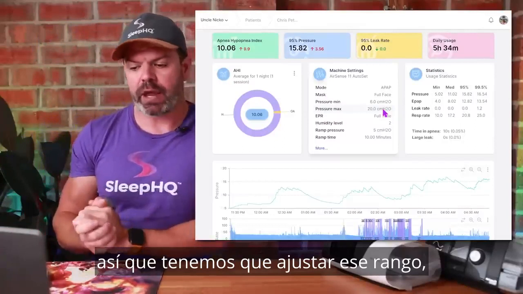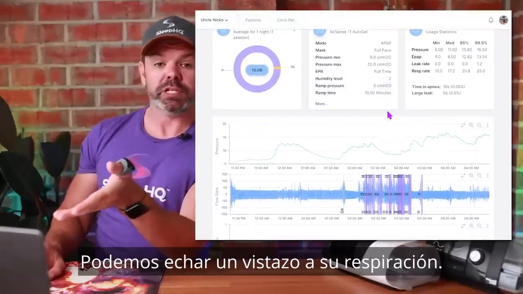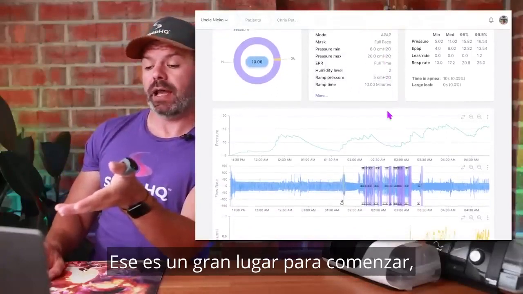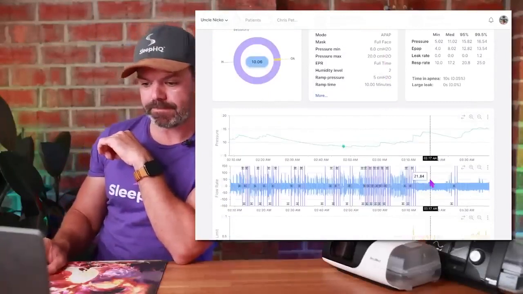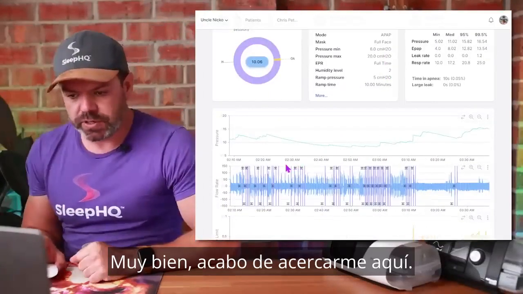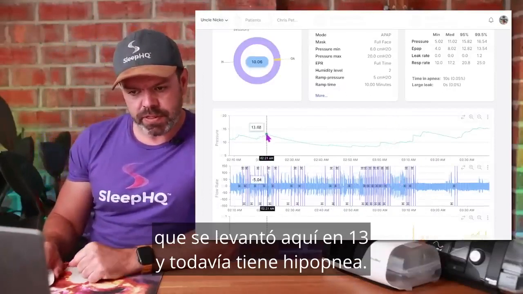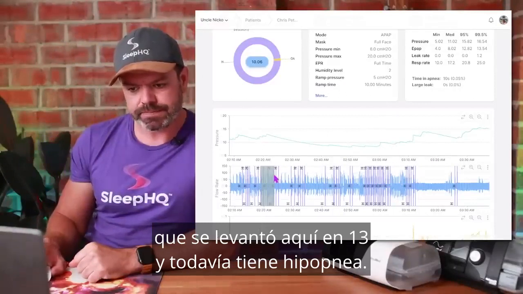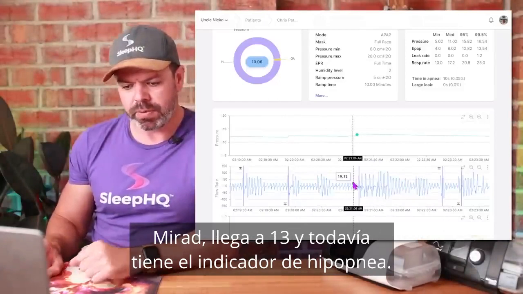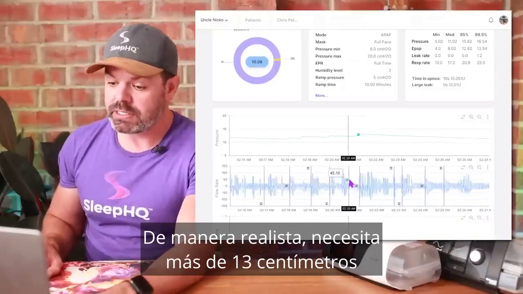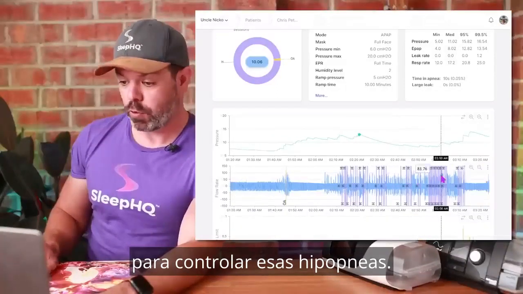So we need to tighten up that range, but where do we set the levels? We can take a look at his breathing. That's a great place to start, and have a look where his pressure needs to be. Let's do so. All right, so I've just zoomed in here. We can see here with the hypopneas, he's up at 13 and he's still having hypopneas. See, it reaches 13 and he's still got the hypopnea flag. So realistically, he does need over 13 centimeters to control those hypopneas.